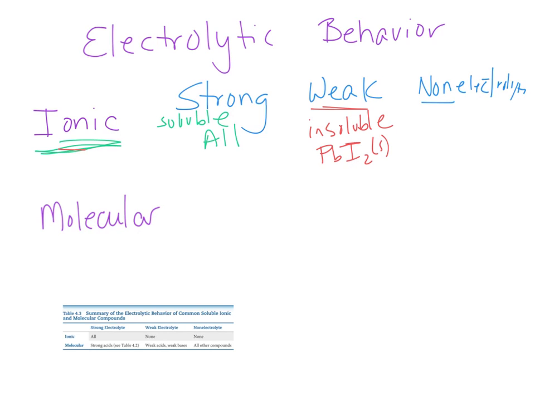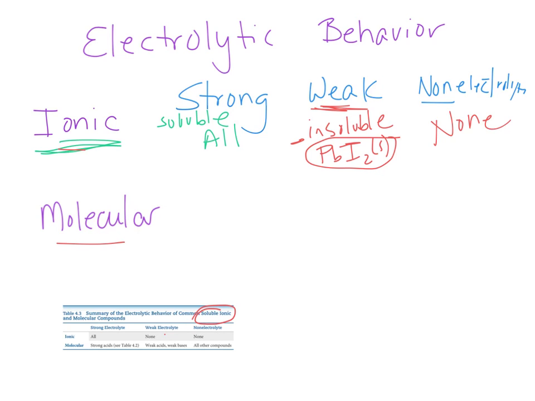Now, a few leads and a few iodines will be floating around as ions, even though most of it will be a solid, and so that's why it will be a weak electrolyte. Could be very weak, could be mildly weak. This table down here is for just soluble ionic substances, and that's why it says none, but here we're talking about insoluble ionic substances, which would be weak electrolytes. Ionic substances, there are none that are non-electrolytes.